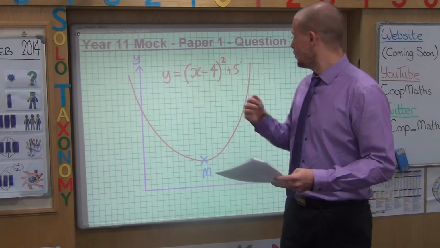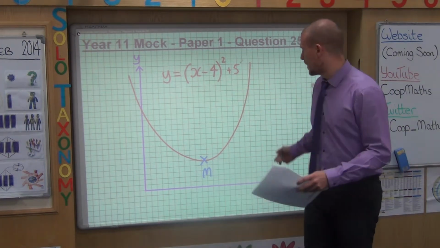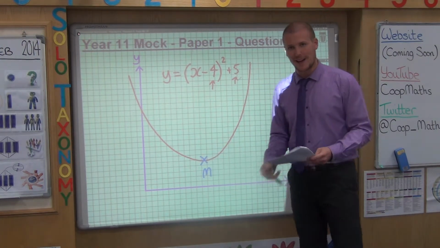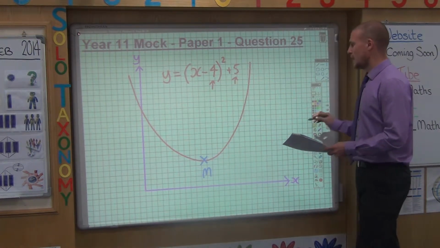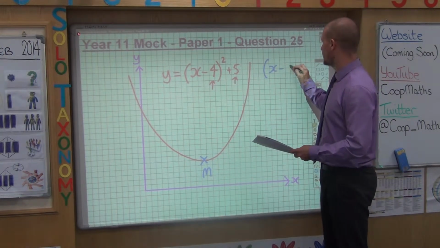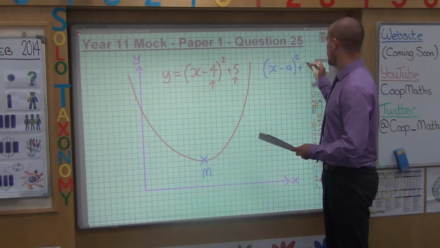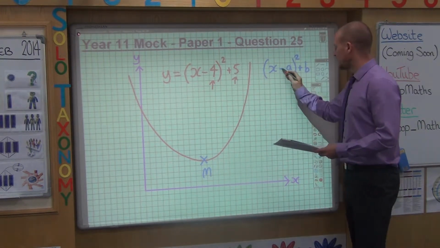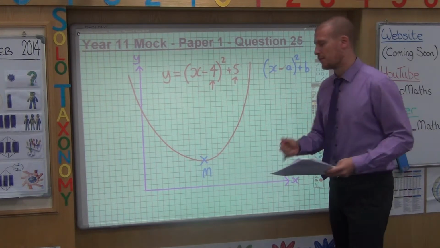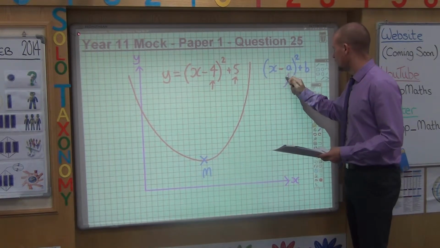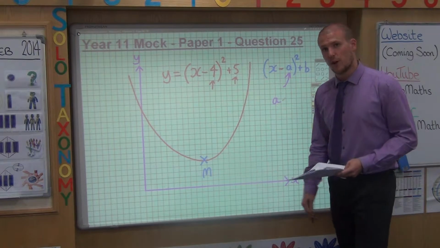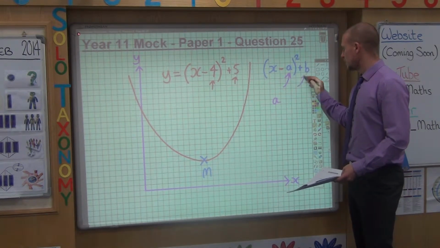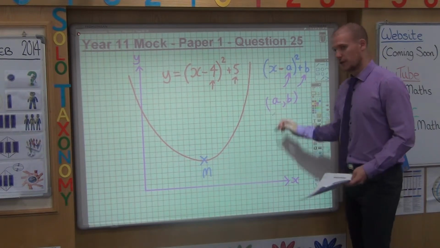Now, when you turn something into completed square form, the numbers contained here match up to the coordinates of your turning point. So in general, when you have x take away a, all squared, plus b, in completed square form, leaving the takeaway behind, that takeaway is part of the formula. Whatever a is gives you the x coordinate of the turning point, and whatever b is gives you the y coordinate of the turning point.